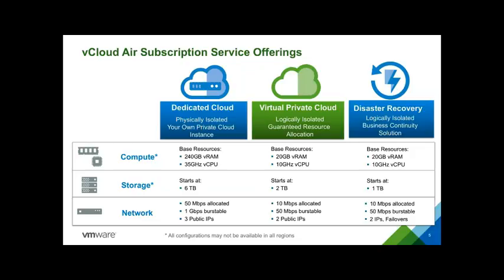We have customers then who don't want to reside on a shared platform, so we look at a dedicated cloud. This is your own physically isolated cloud in which you get 2 physical ESXi hosts, and that makes up this base resource allocation here of 240 gigs of RAM, 35 gigahertz of CPU, 6 terabytes of storage, and then you get your networking associated to it.